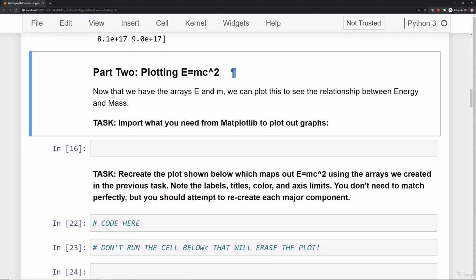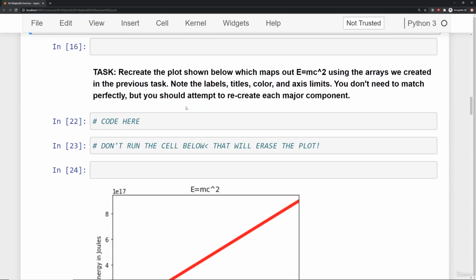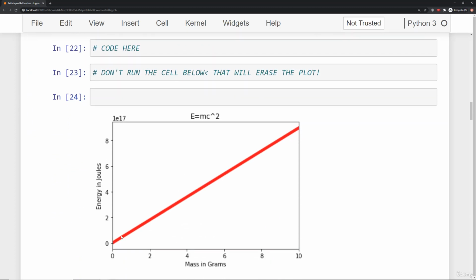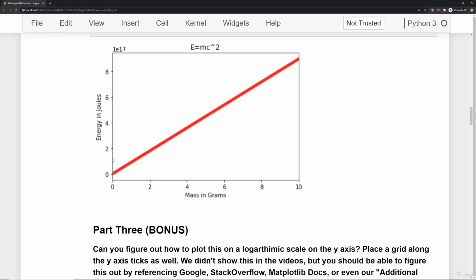And then for part 2, what we're going to do is plot E equals mc squared. So you're going to import Matplotlib, and eventually you should be able to create this plot that shows the mass in grams versus the energy. Also note that the x and y limits have been slightly edited, as well as the styling. We can see here that even a few grams has many joules of energy.